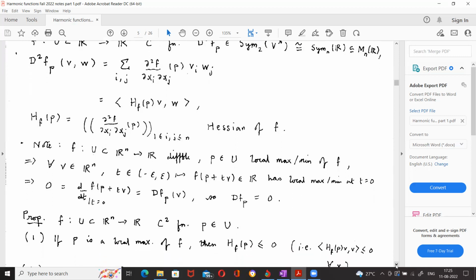We don't have such identifications for the higher derivatives. Those are just multilinear maps. But for the second derivative, we have this isomorphism. Symmetric bilinear functions are the same as self-adjoint matrices.